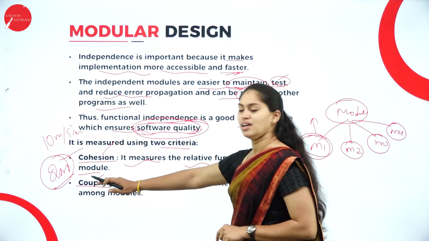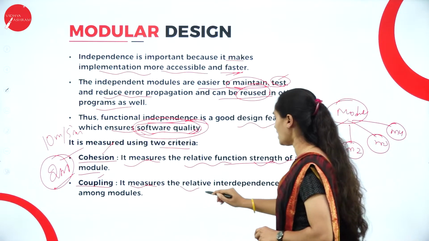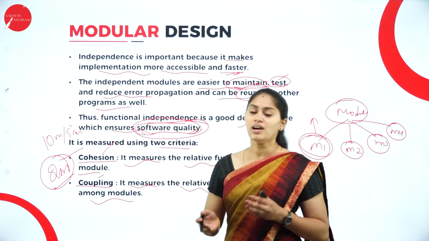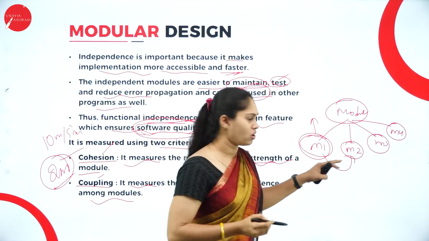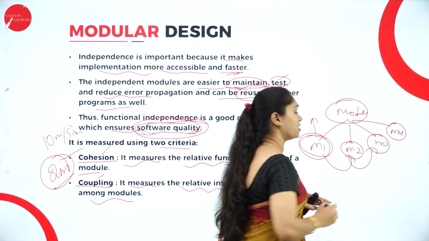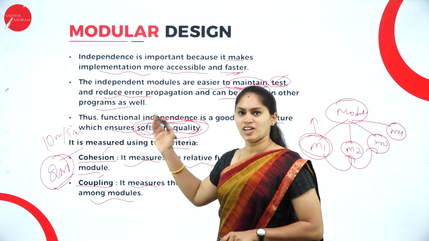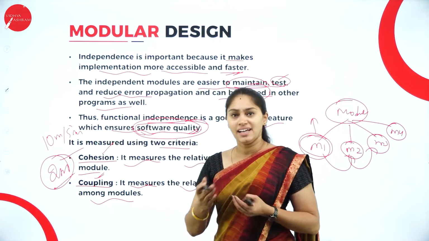Next, what we have here? Coupling. As the name indicates, coupling in the sense what? It measures the relative interdependence among the modules. So how this M1 is going to be dependent on this M2 and how this M2 is depending on the M3. So you may ask me, already you told us it's about functional independence, but here you are saying in coupling it has an interdependence.